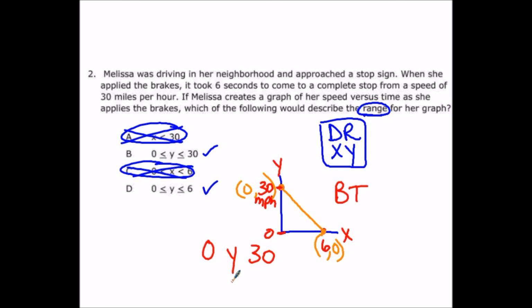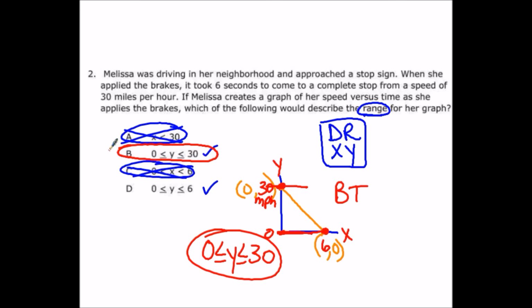Plus, it has 2 stopping points. It stops here and it stops here. Therefore, I have 2 inequalities. It does, BAM! Touch at 0, so that's included. It does, BAM! Touch at 30, that's included. So my range is between 0 and 30. Therefore, my answer must be B.